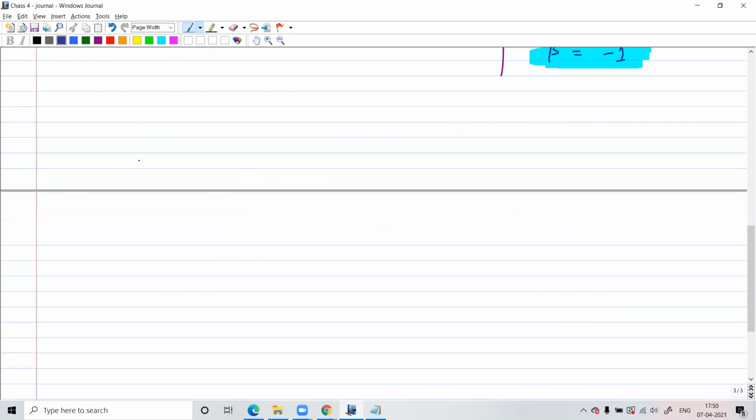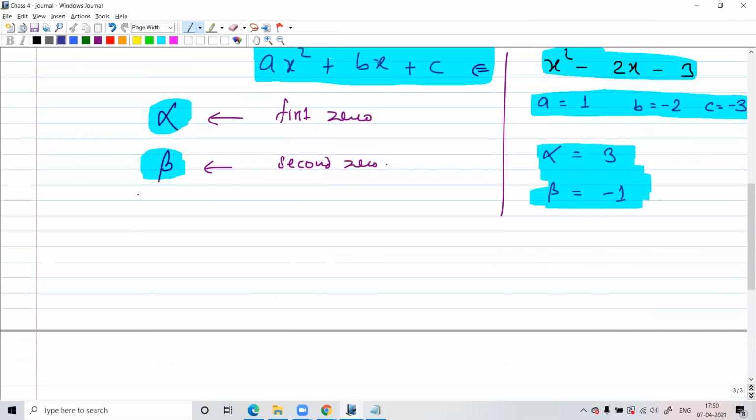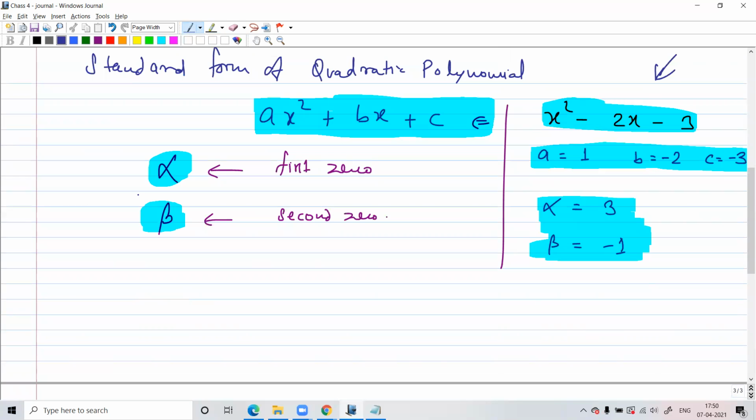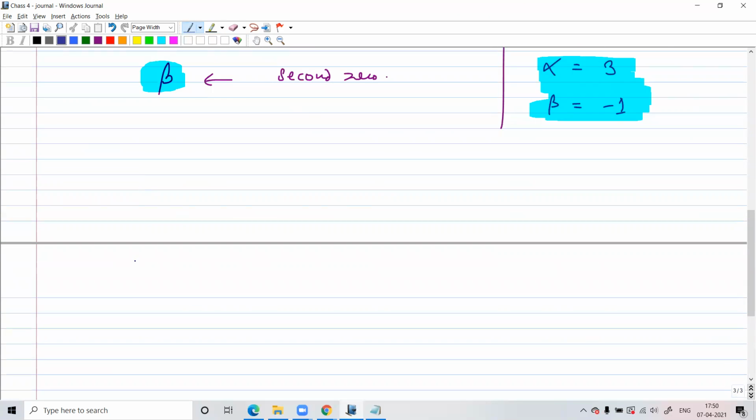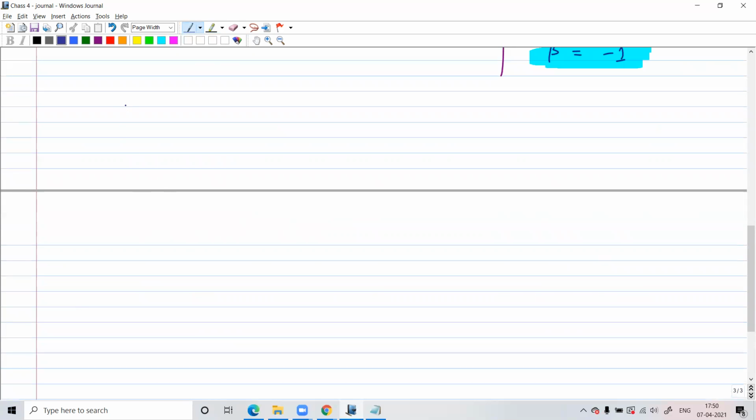Now let's get into the thing which we have been talking about in the previous class. I said that we are going to talk about the relation between the coefficients and the zeros, right? Relation between the coefficients and zeros. So when I say coefficients and zeros, what are the coefficients? A, B, and C are the coefficients.